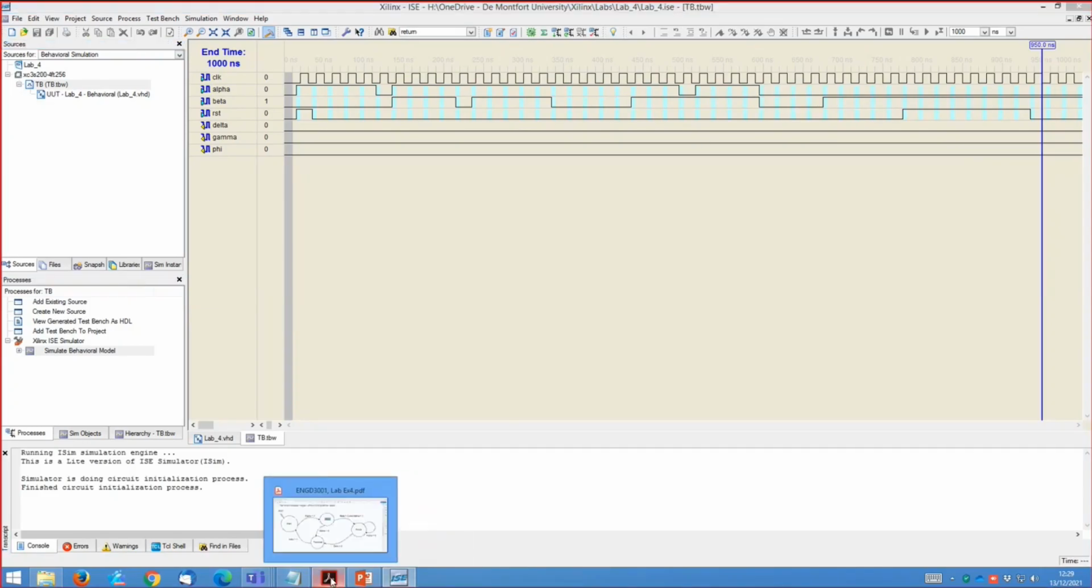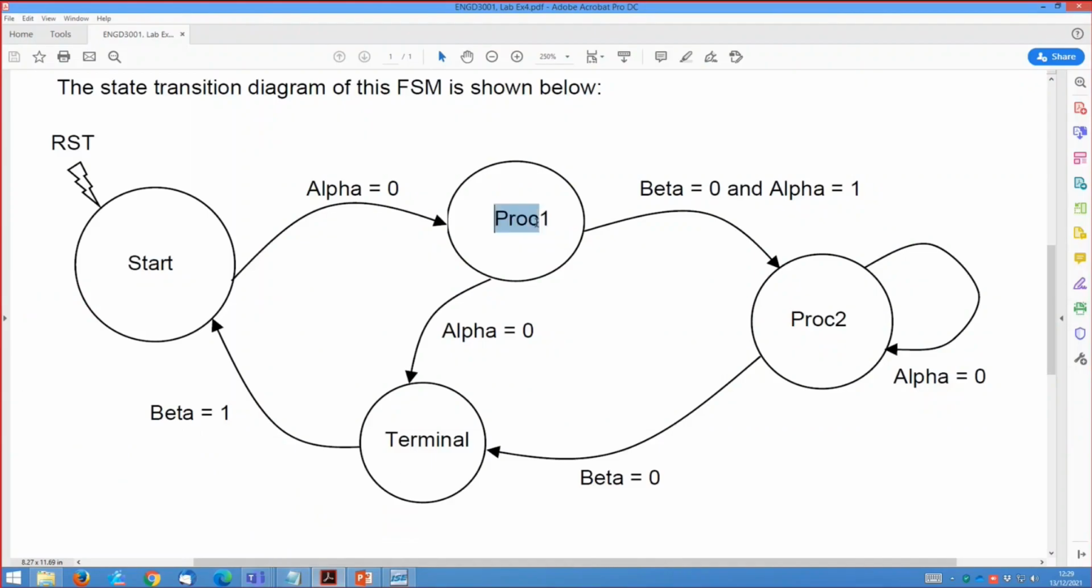So let's see what's happening there. So now I put beta to 0 and alpha 0. Beta 0 would be okay partly for this transition, but because I set alpha to 0, then this condition would be false, so I won't be able to go there. But because alpha is 0, I'll be able to move at that point from proc 1 to terminal. And because my beta is set to 0, I'll be stuck in terminal until I change it later on to 1, which will then take me back to start.